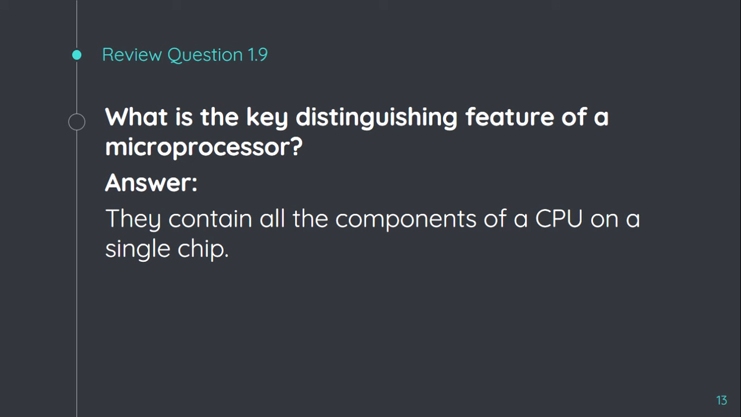Next is the last review question, 1.9. What is the key distinguishing feature of a microprocessor? Well, the answer is that they contain all the components of a CPU on a single chip.